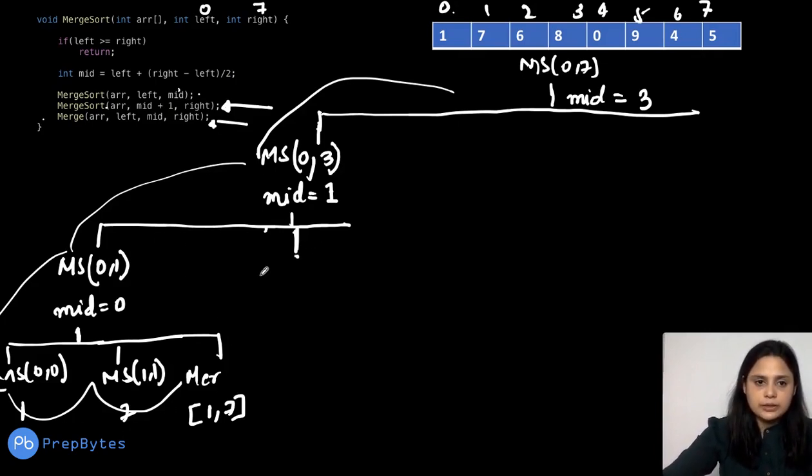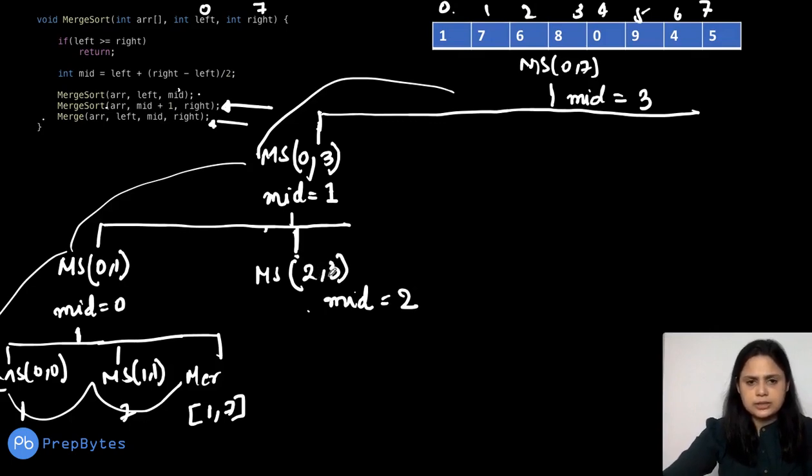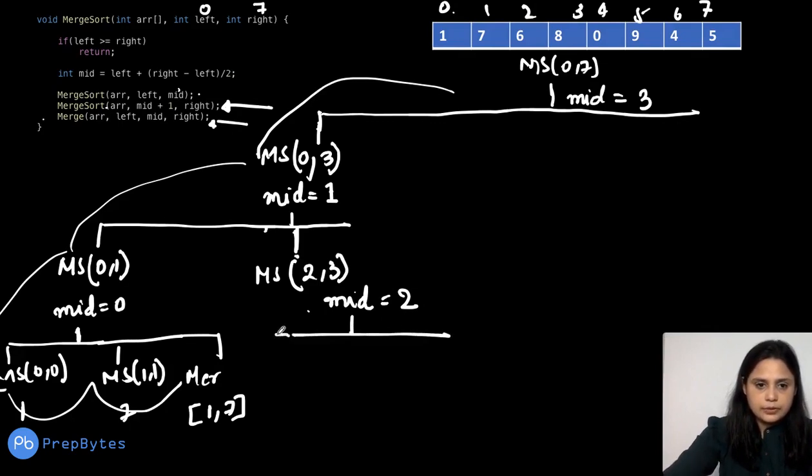Now we will come here and call ms mid plus 1, which is 2 comma 3. Further execution goes on here. My mid will be (2 plus 3) by 2, which is 2. Now we have the function calls. The first call is, my left here is 2 and my mid here is 2, so I'll call merge sort 2 comma 2.